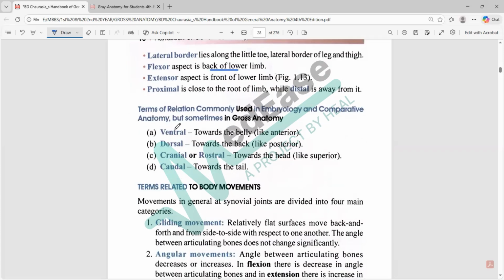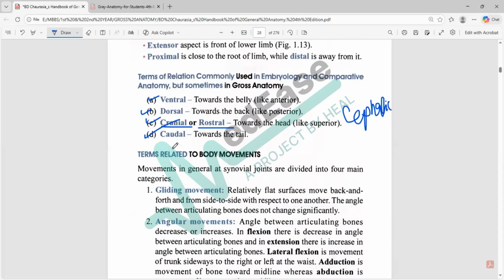Next, we move on to some of the common terms. We have the ventral, which is present anteriorly, and dorsal, present posteriorly. Cranial means the top part, or the part located close to the head. Rostral is another term, which we normally use like cephalic as well. Then we have the caudal, which is present towards the legs or towards the tail mainly.